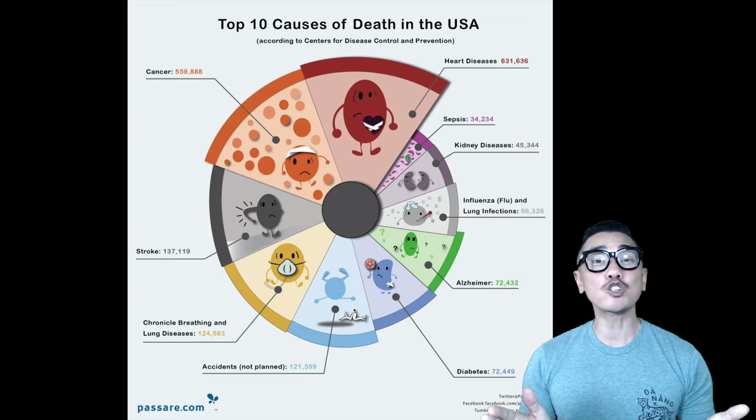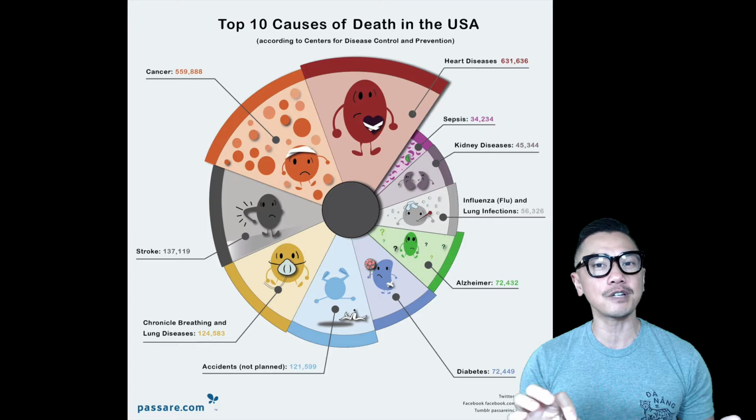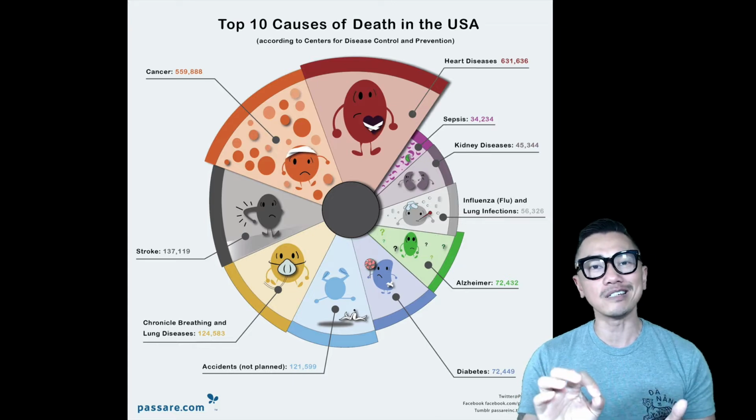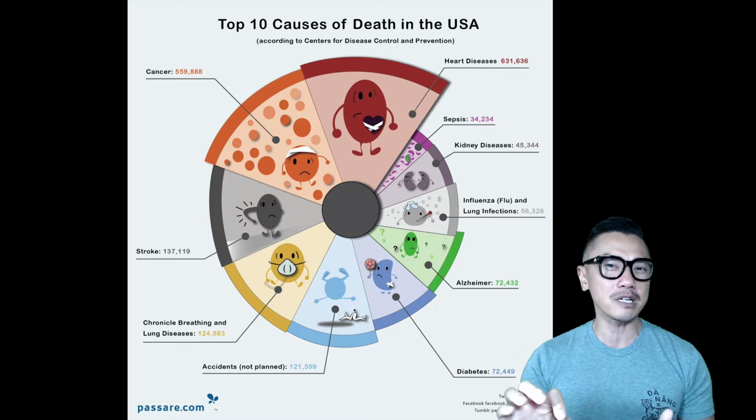This pie chart shows how cancer is the number 2 cause of death in the United States, in between heart disease, the number 1 cause of death, and strokes, the number 3 cause of death.